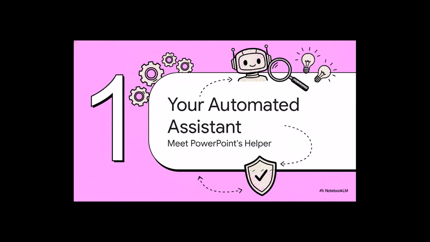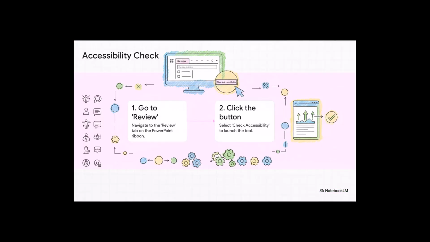Now, the good news is you don't have to figure all this out by yourself. PowerPoint actually has a built-in tool that's like your first line of defense. Think of it as your own little automated assistant, just waiting to spot the most common problems for you. And finding it couldn't be easier. Seriously. You just pop over to the Review tab, click Check Accessibility, and boom, a panel shows up and starts scanning your slides. It's a fantastic first step.